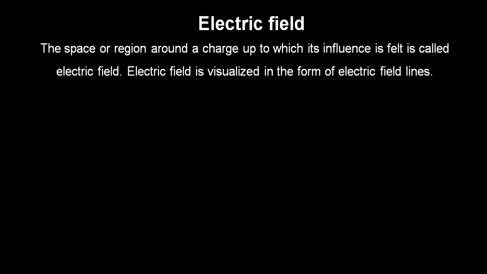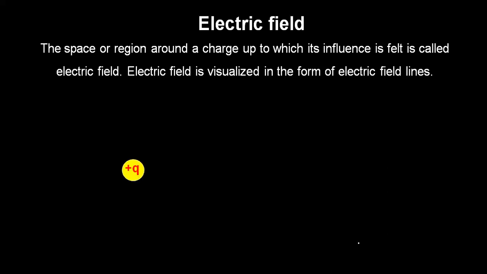Electric field is an invisible entity. To visualize electric field, we usually represent it in the form of either straight lines or curved lines, depending upon the nature of the charge or system of charges. Those lines we use to picturize electric field are termed electric field lines. I will be discussing electric field lines in detail in my subsequent videos. So just be familiar with this term, electric field line. Electric field is visualized in the form of electric field lines.